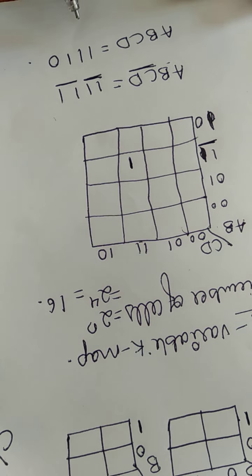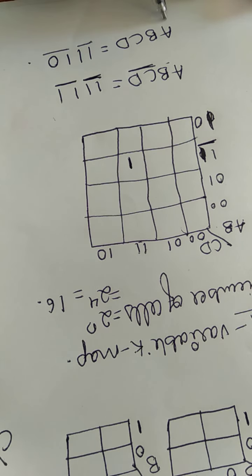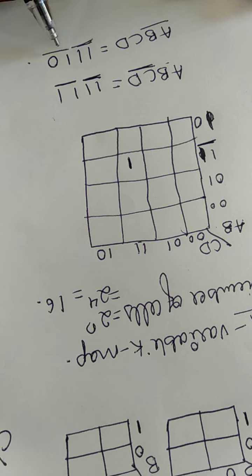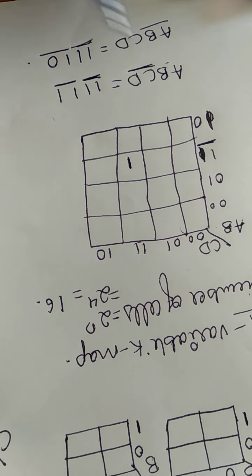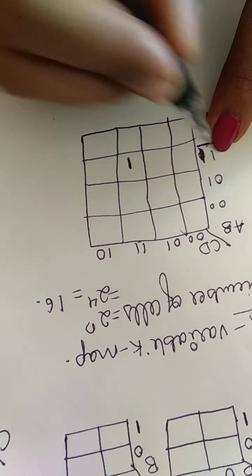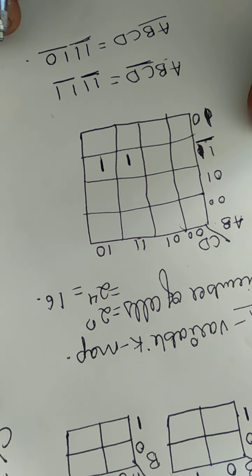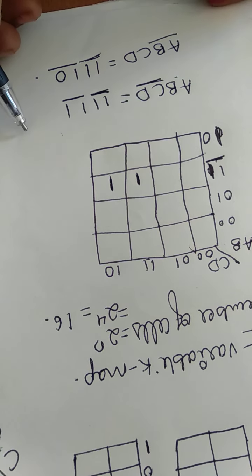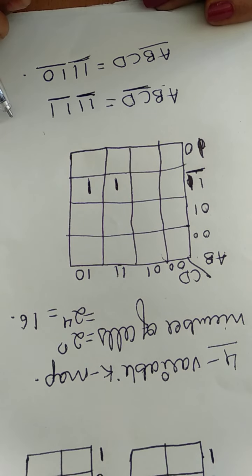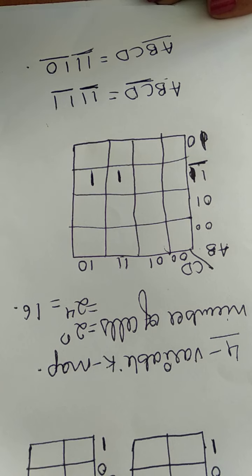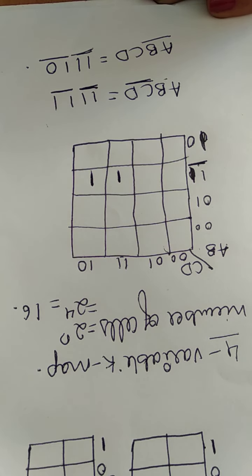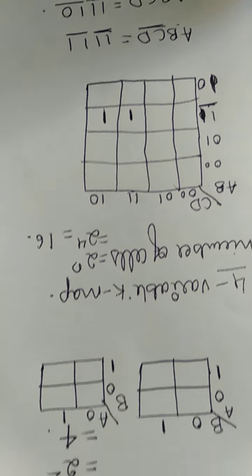In the next example they have given 1, 1, 1, 0. So AB value is 1, 1 and CD value is 1, 0. See, the AB value is 1, 1 and CD value is 1, 0. Here we have to write 1. So this is regarding the 4 variable K-maps. Next we have to group the cells, which we can discuss in the next class.